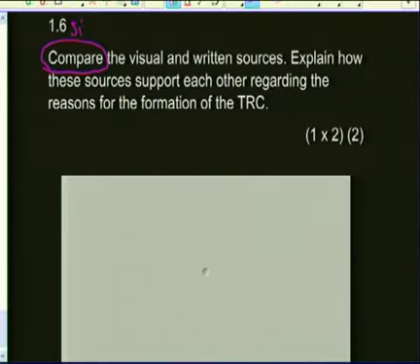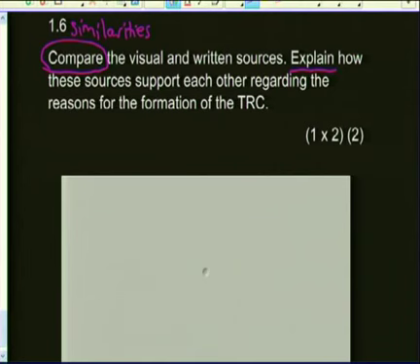That is what comparing means. So you'll be looking for similarities. So you're comparing the visual and the written sources, and then you explain how these sources support each other regarding the reasons for the formation of the TRC. You already know that both these sources are about the formation of the TRC. Now you want to see how they're similar.